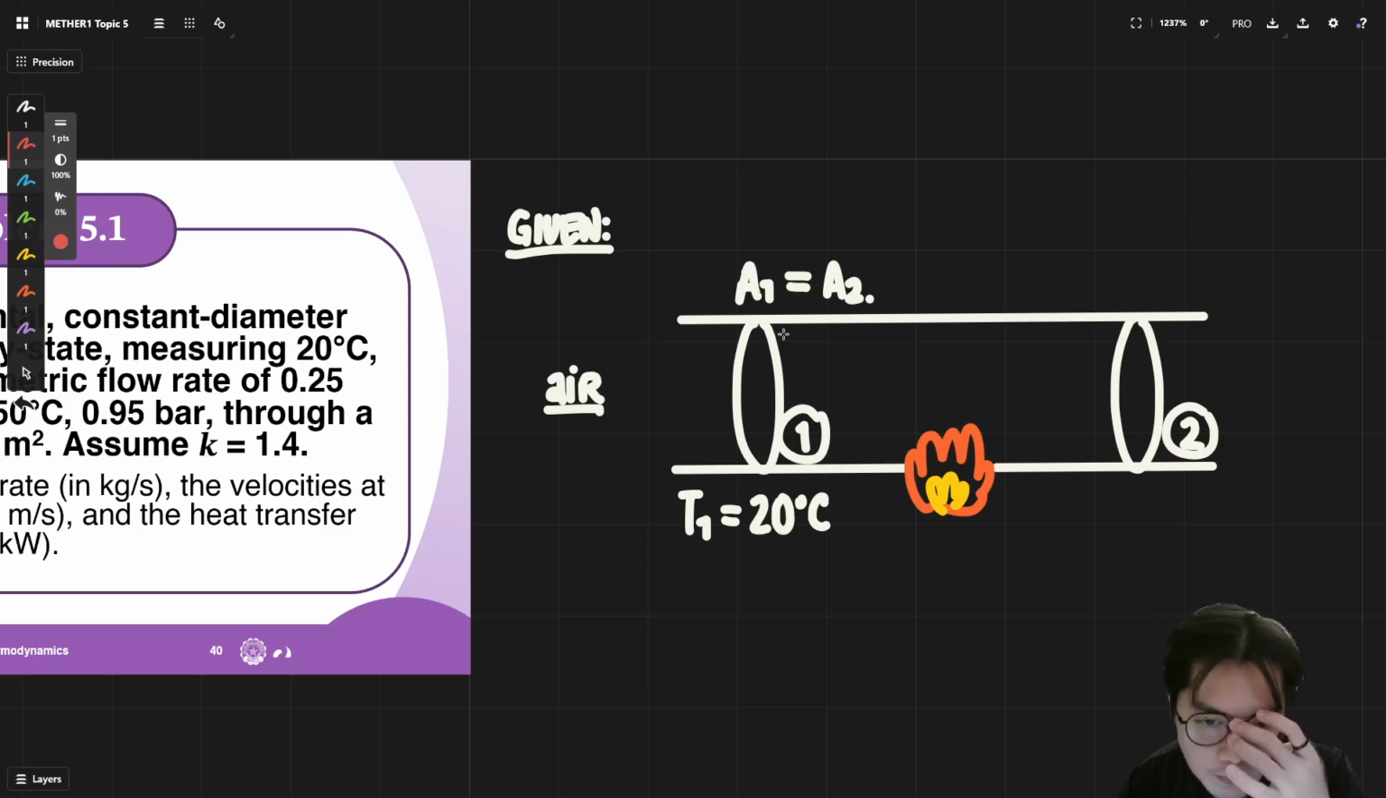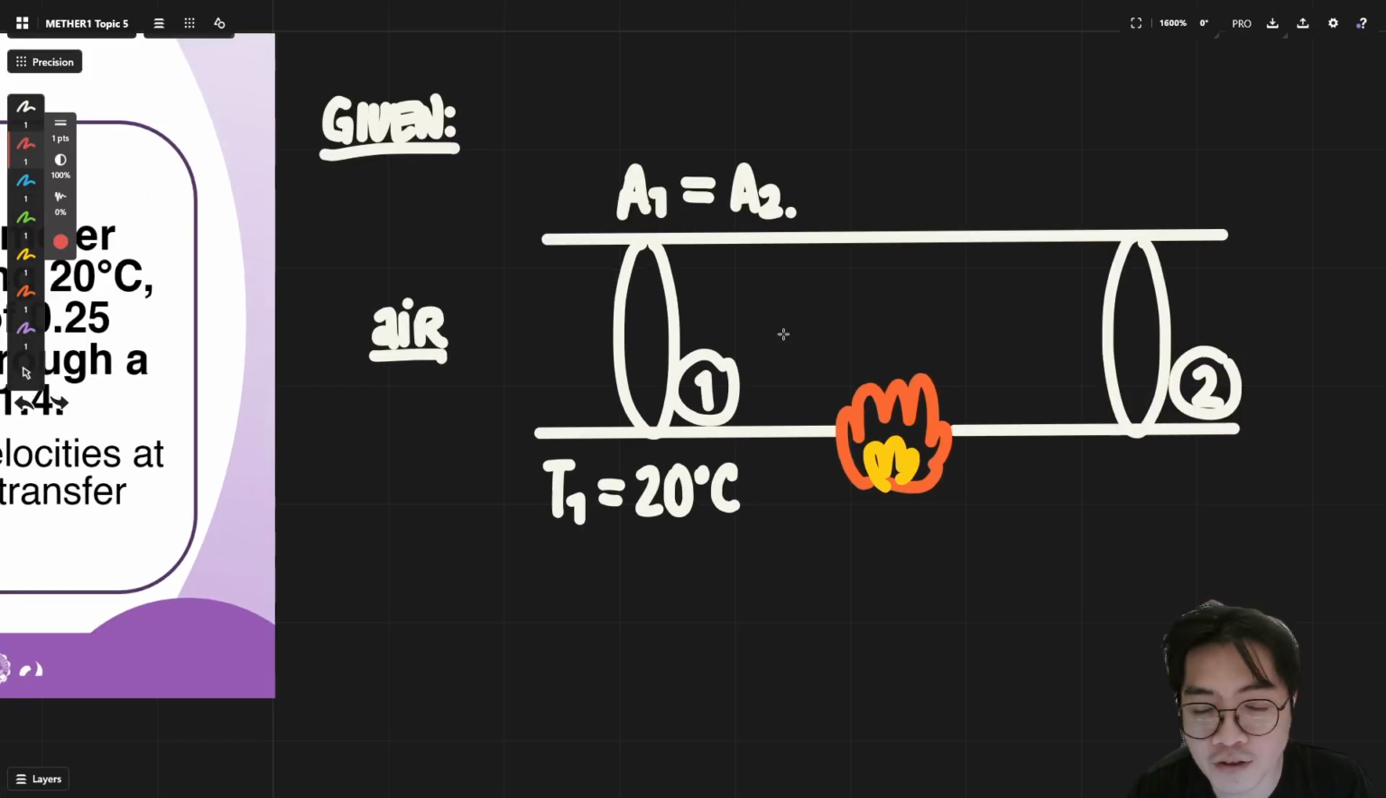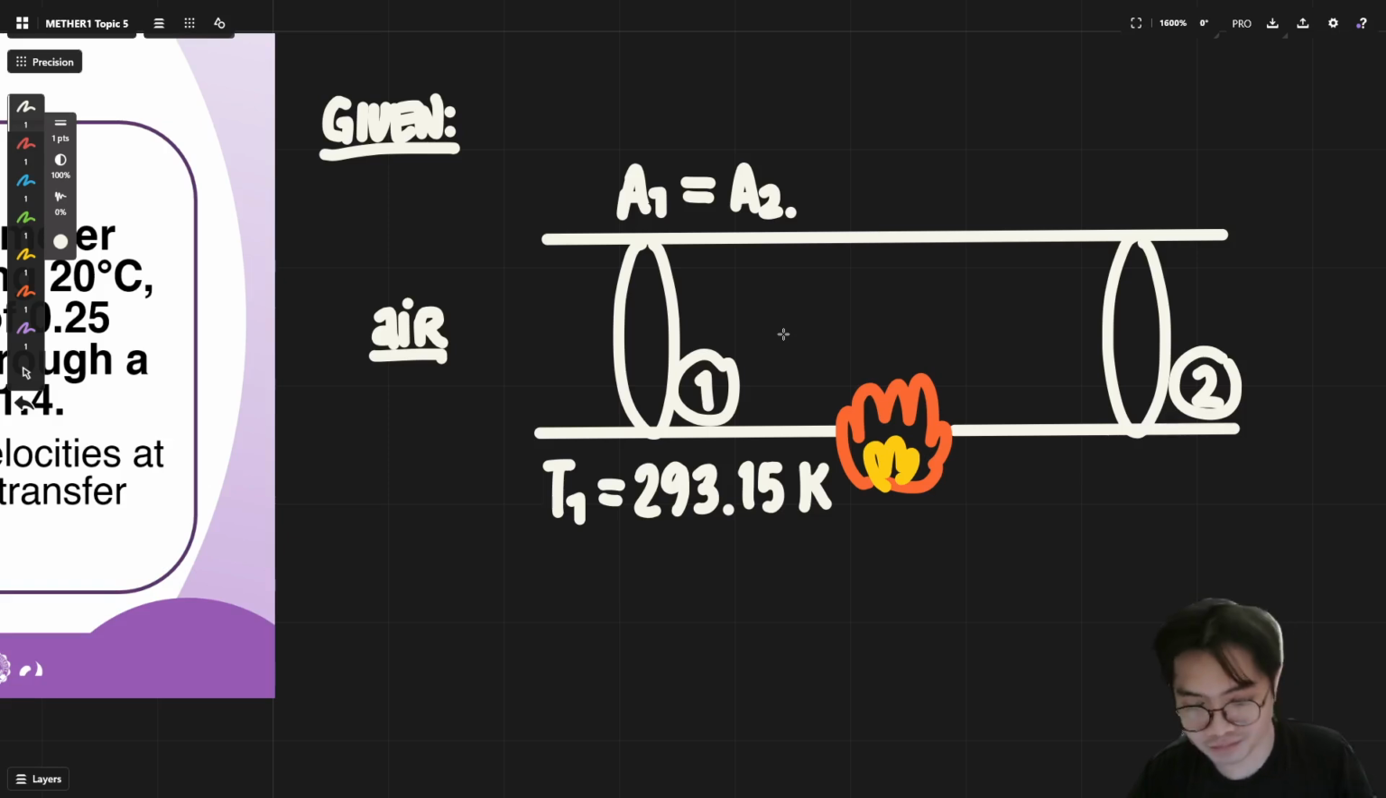Like, say for example, when I see this, I see, wait a second, I'm dealing with air. And I already know that air should be handled as if everything were absolute. This is not absolute. So if you want, you can add 273.15 to this already. You can already replace this with 293.15 Kelvin, if you want, of course, right?